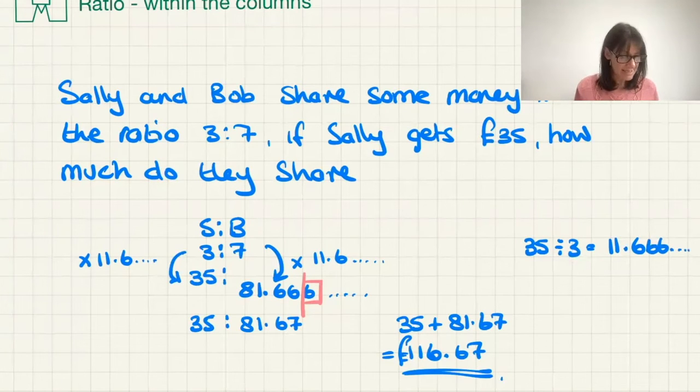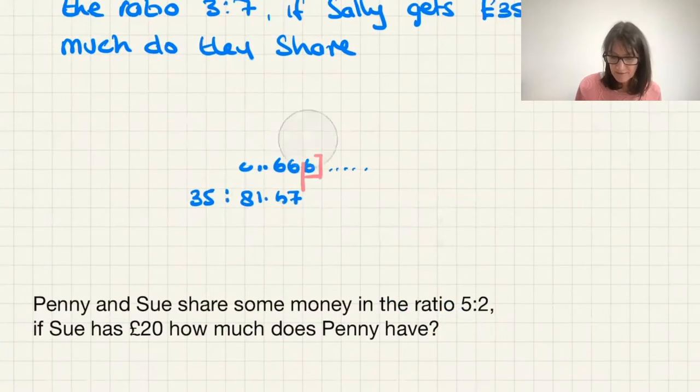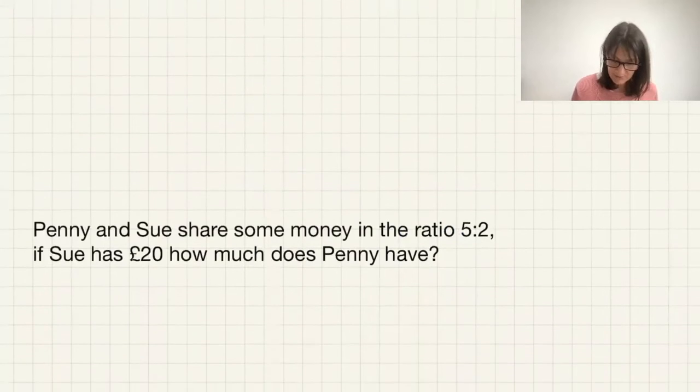Okay, let's keep going. We've got a couple more typed up examples to help us now practice this. So I'll just clean that off just so we've got a fairly clear, and we want to go as far as we can without showing the next question. So Penny and Sue share some money in the ratio of 5 to 2. If Sue has £20, how much does Penny have? All right, pause and press play when you're ready to see how you've got on.